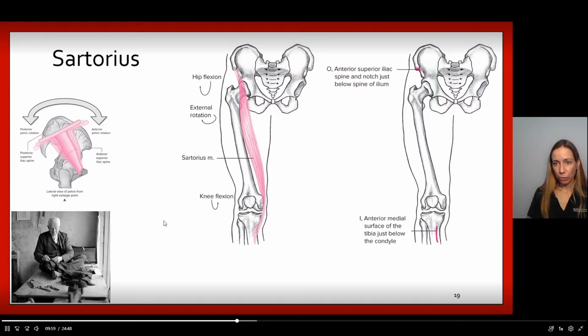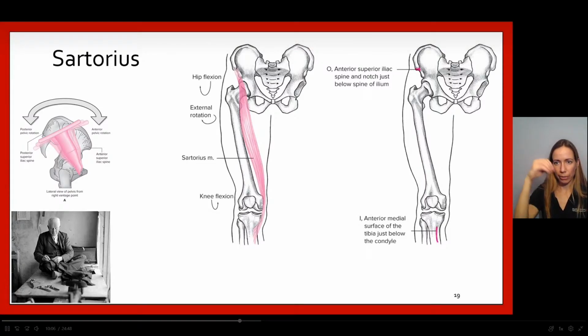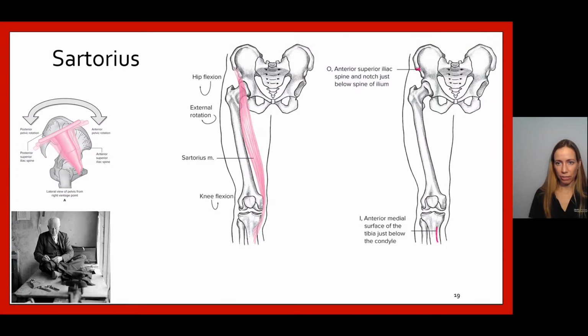So if the leg is unweighted and we want to just think about its actions at the hip, then the insertion point is going to move towards that origin point and give us hip flexion.